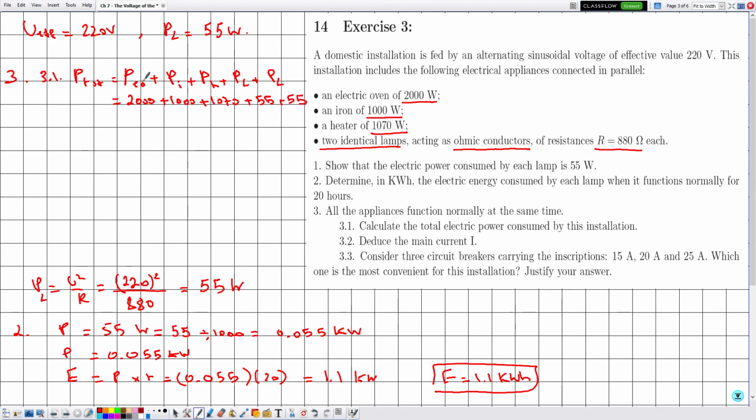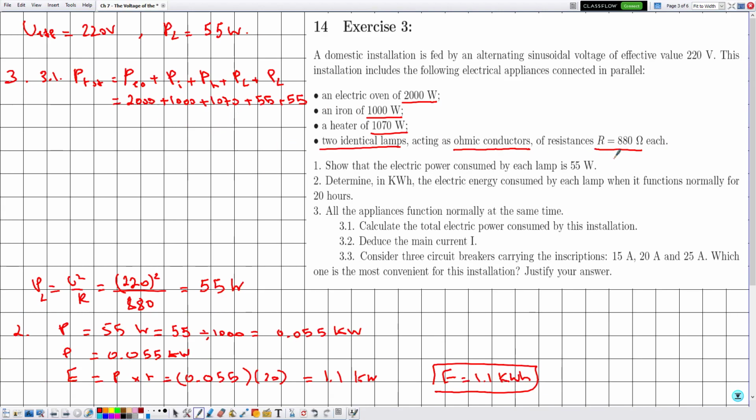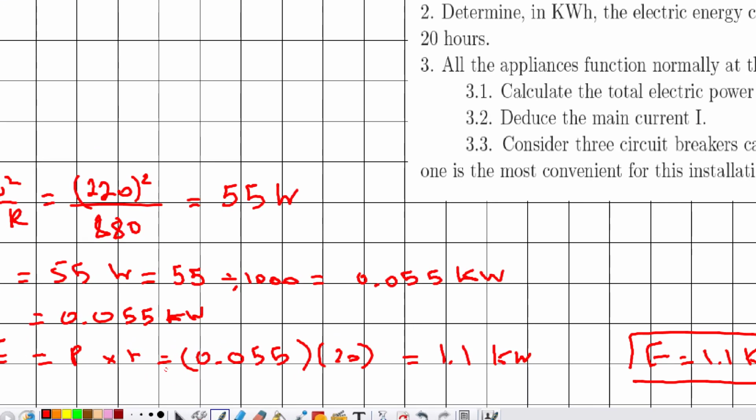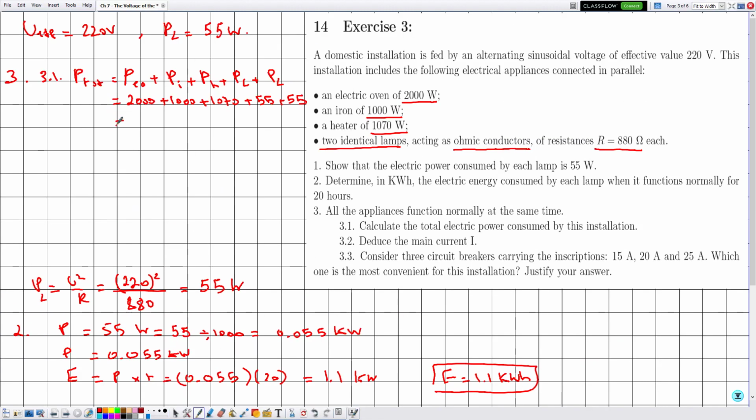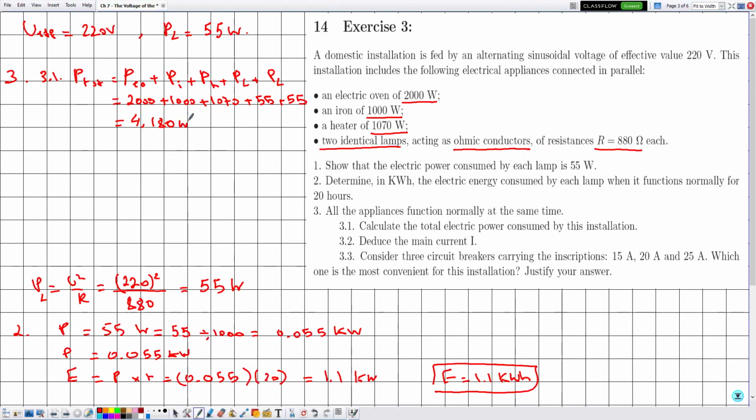power of the lamp, since all of these are expressed in watts, must be replaced in watts and not kilowatts, because we know that in physics whenever we are adding quantities, all of them must carry the same unit. Now the sum of these numbers is given by 4180, and because all of them are expressed in watts, this is watts. So P total is equal to 4180 watts.